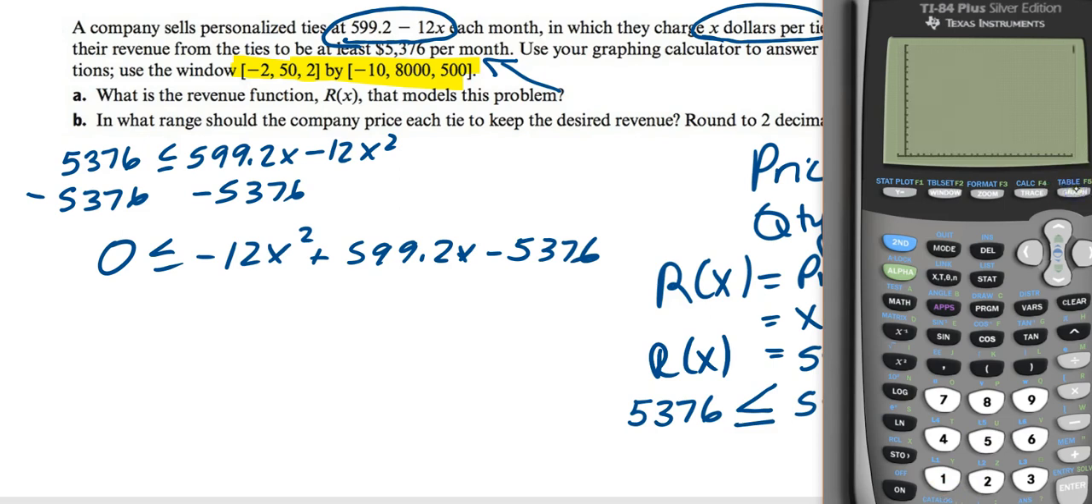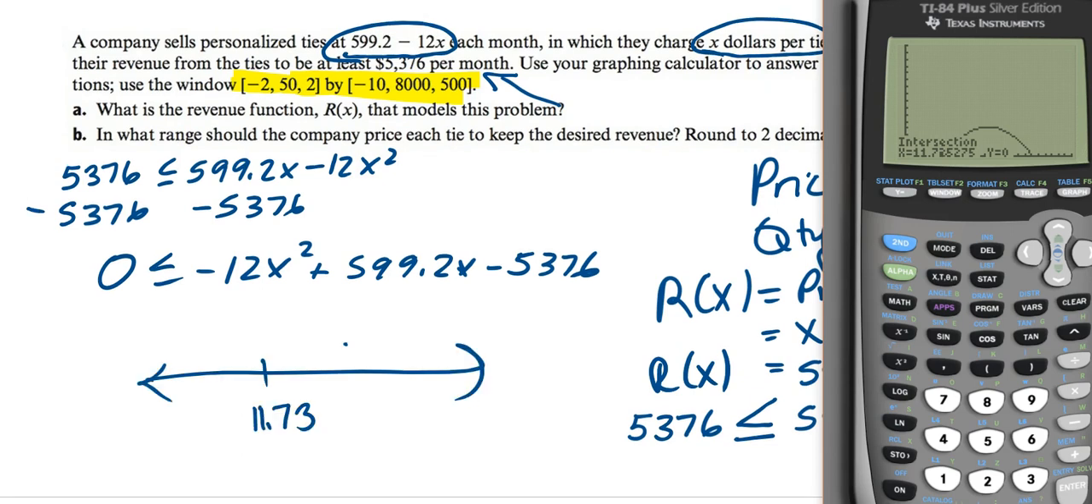Now let's graph it and take a peek. We want to find these two zeros, one here and one on the right. So we're going to say second trace 5. And then I'm going to hit enter 3 times. And it gives me my first 0 as 11.73. Now I want to find my second 0. So I'm going to hit second trace 5. And I'm going to use my right arrow key to move it closer to the right 0.